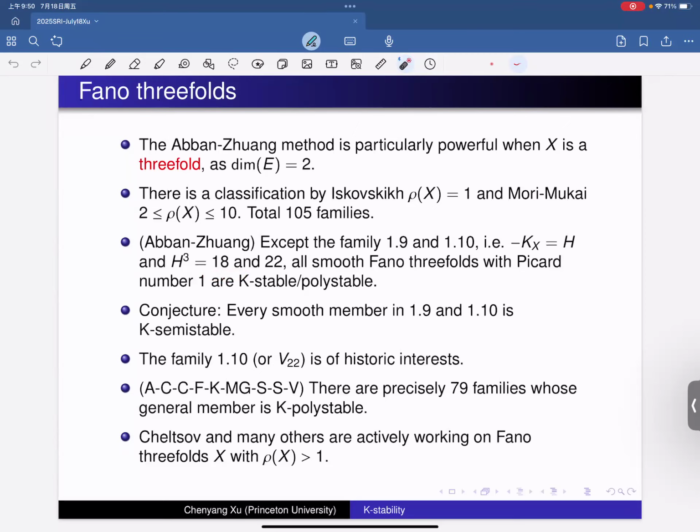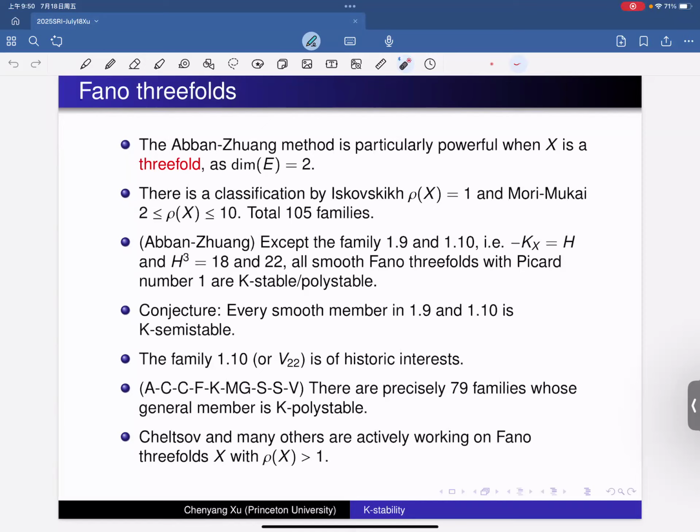So we actually conjecture every smooth member in this family should be K-semistable. There are just 2 families. But we know that in 1.10, there is some strictly semistable member, so you cannot expect all of them to be K-polystable. Actually, this family 1.10 is of historical interest. That was in the paper when Tian introduced the notion of K-stability. And also Donaldson wrote some conjecture on this one.